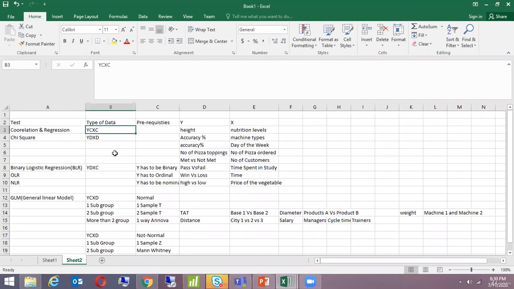When my y is discrete and my x is discrete, and I want to check whether my x has a significant impact on my y or not, then I will do a test called chi-square. When my y is discrete and my x is continuous, where my y has to be binary, then I'll do a test called BLR, binary logistic regression. I can do a nominal logistic regression. I can do ordinal logistic regression. These three tests I can do.